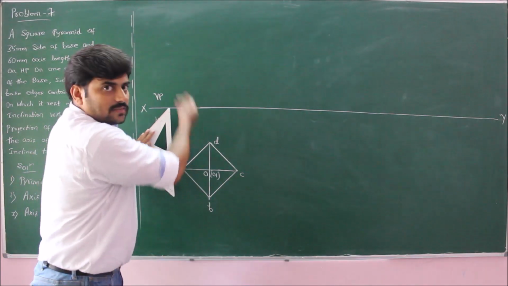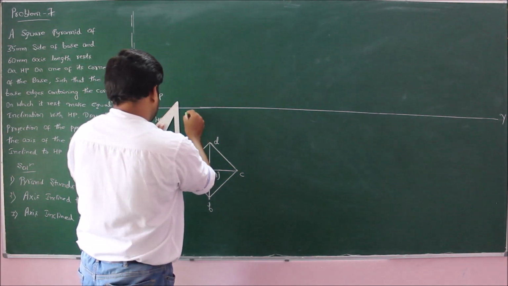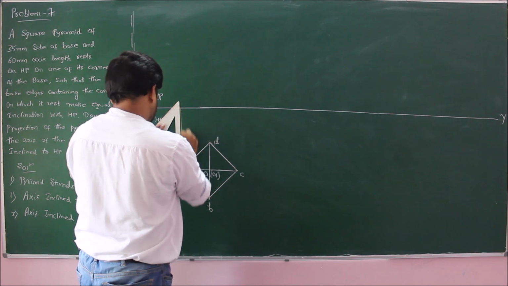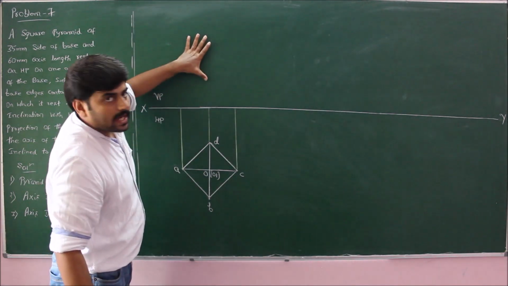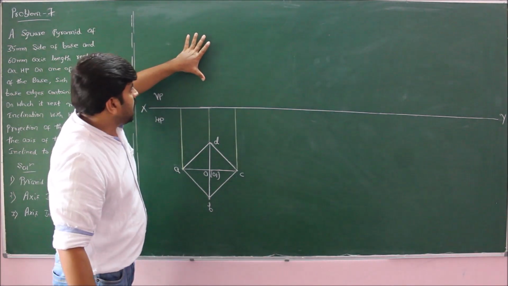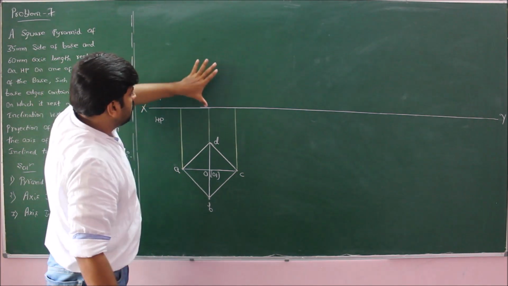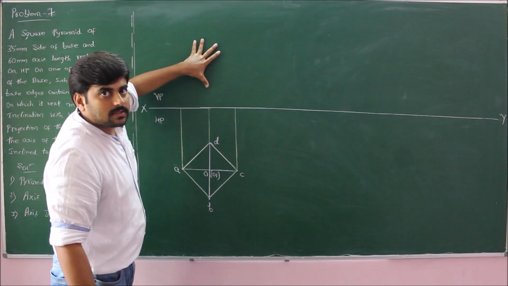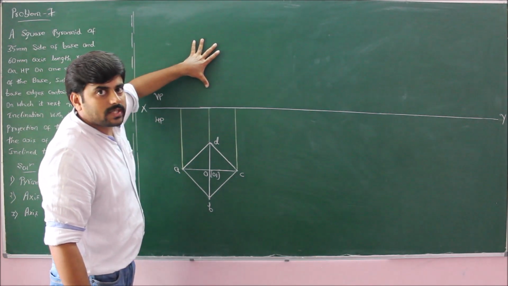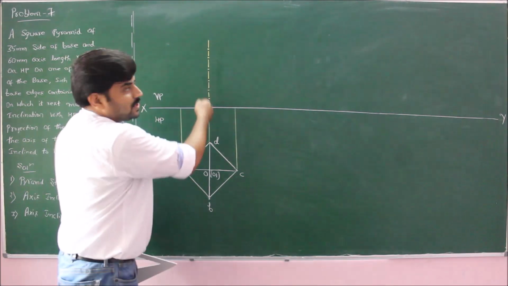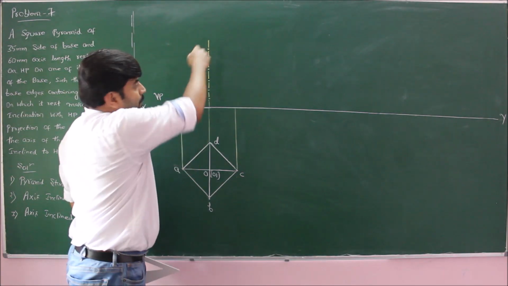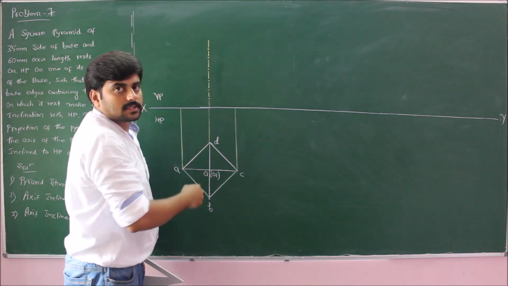Now, take the projection vertically upwards and mark the axis first. The axis length is 60 mm. Therefore, draw a 60 mm length which gives us the axis of this pyramid. Once you draw the axis, connect the apex to the corners.